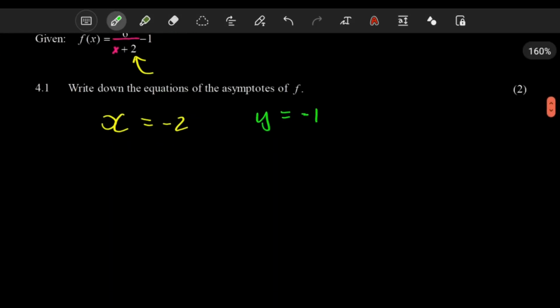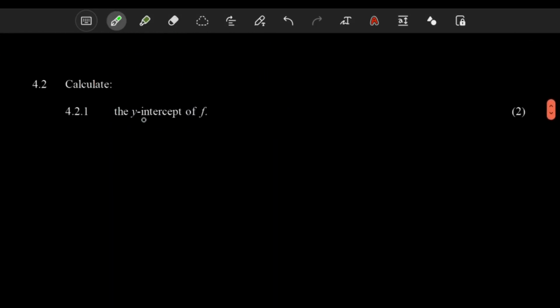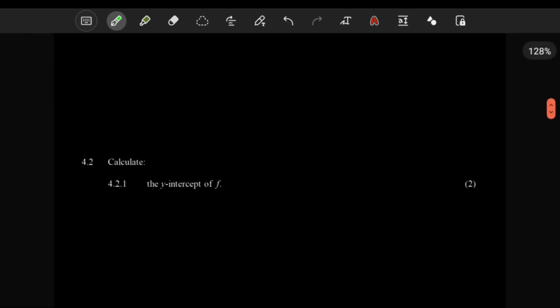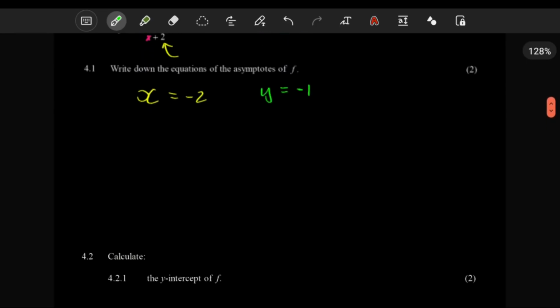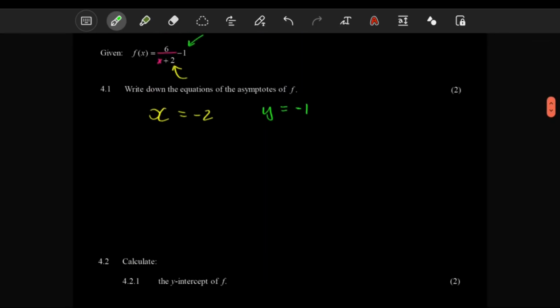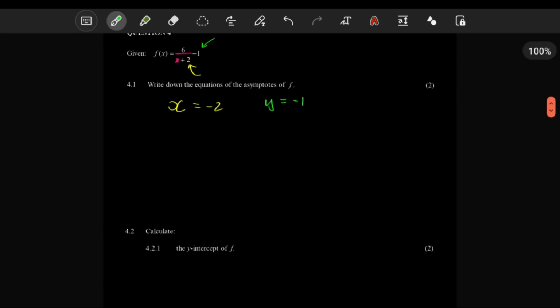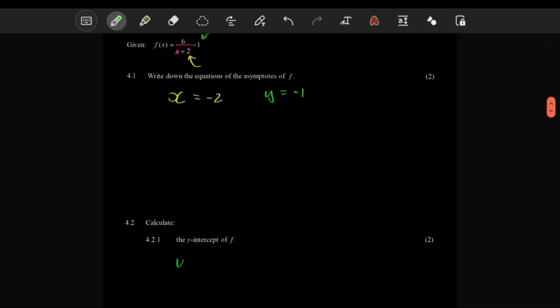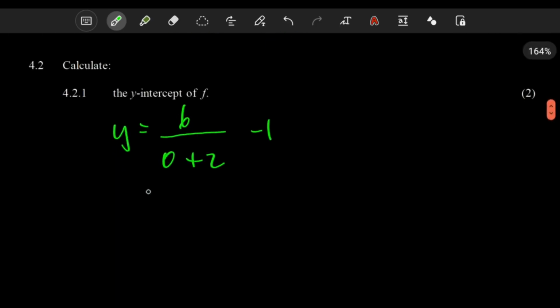Anyways, let's move on to the next question. It says, calculate the y-intercept of f. f is a hyperbola. To get the y-intercept of f, you just make x equal to 0. So here y is equal to 6 over 0 plus 2 minus 1. Simplifying, you have 3 minus 1, and then y is equal to 2.